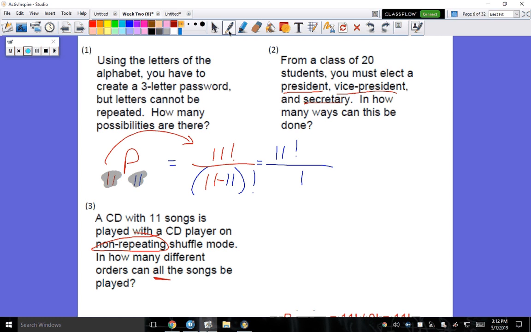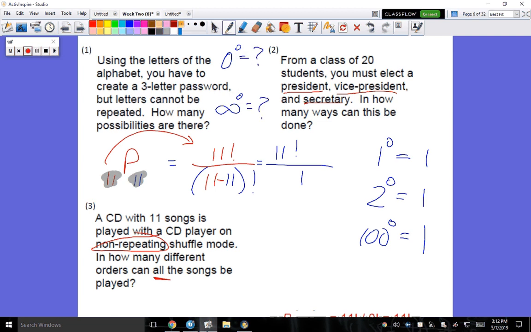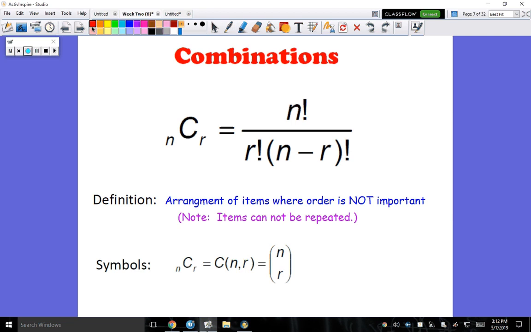Questions right now. What does this equal? Someone said it. 1. What does this equal? 1. What does this equal? 1. Anything to the power of 0 is 1, except for 0 and infinity. They're not 1. You'll learn that in calculus. But again, if you have 0 factorial, it is equal to 1. Alright, combinations. Let's look at combinations.